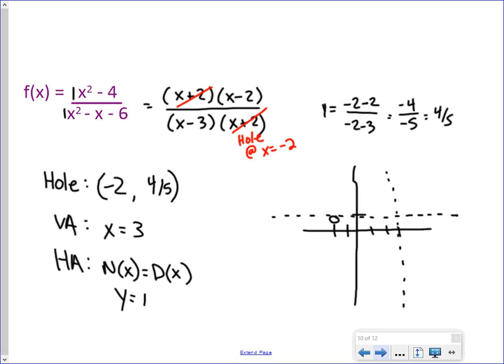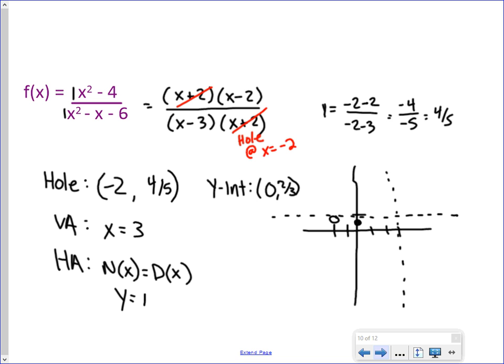Let's see, I could do a y-intercept for an extra point. That's easy. If I plug 0 in for all these x's, they all come out to be 0, and I just have -4 over -6, which is positive 2/3. I can put a point right there.